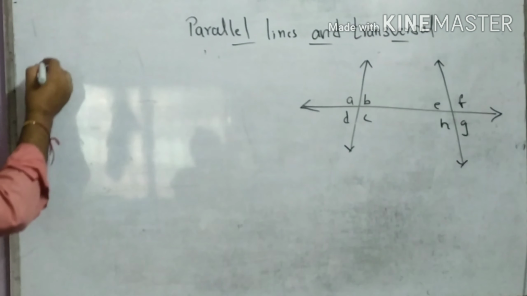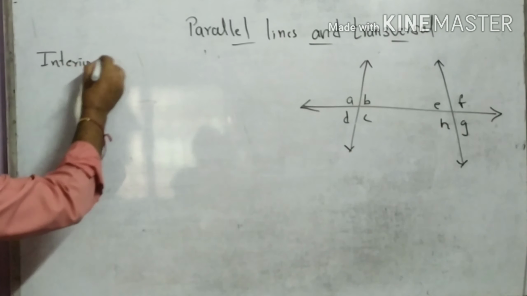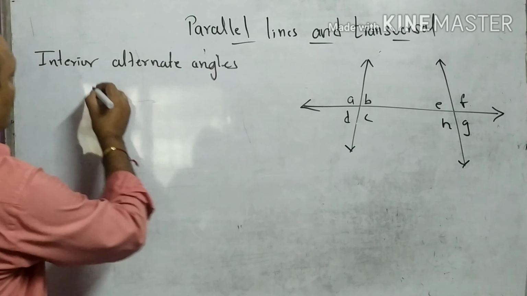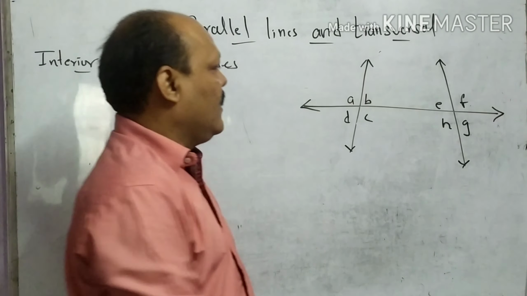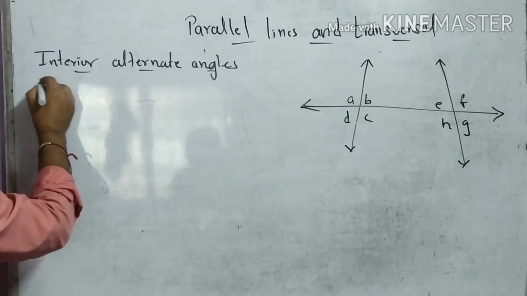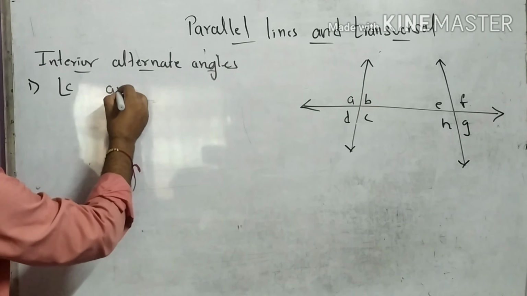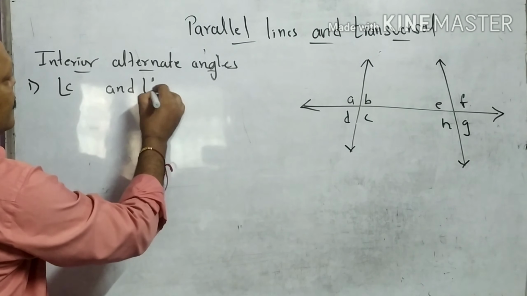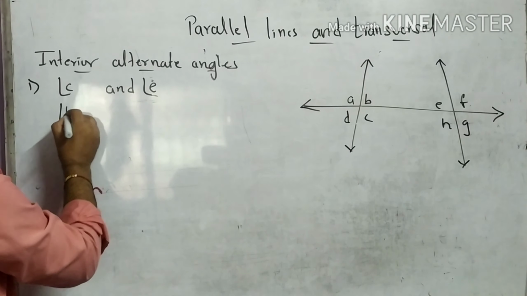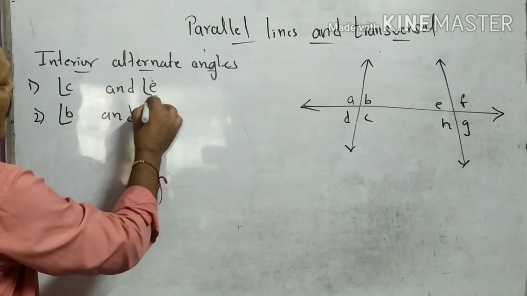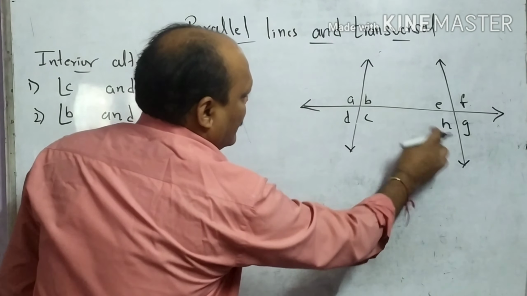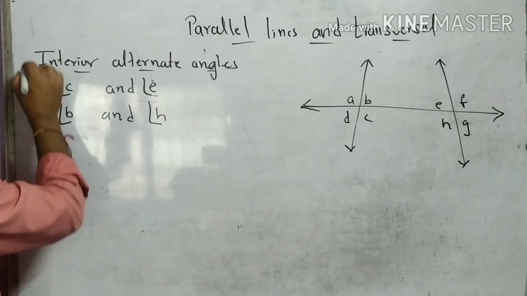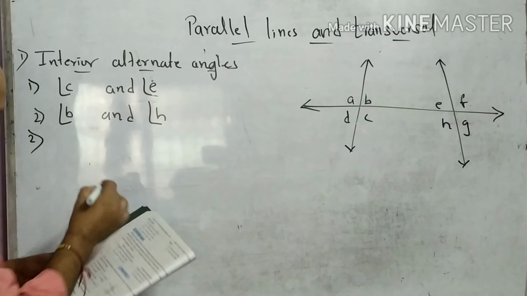We have to write interior alternate angles. Interior alternate angles between the two parallel lines. That means angle C, and the alternate of angle C will be angle E. Same way, angle B and angle H. B and H alternate, it forms a cross, that will complete as a Z. Now the second one is asked: corresponding angles.